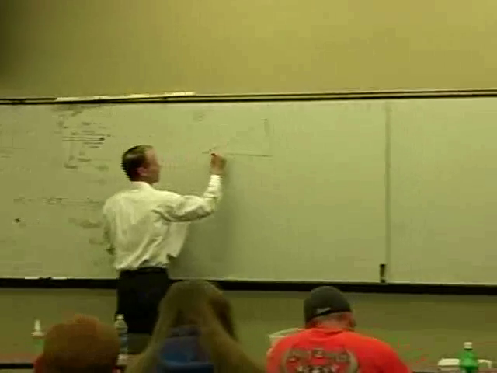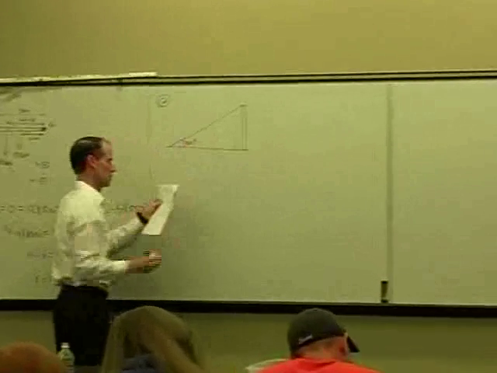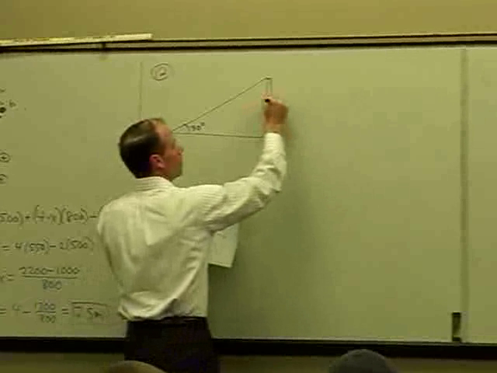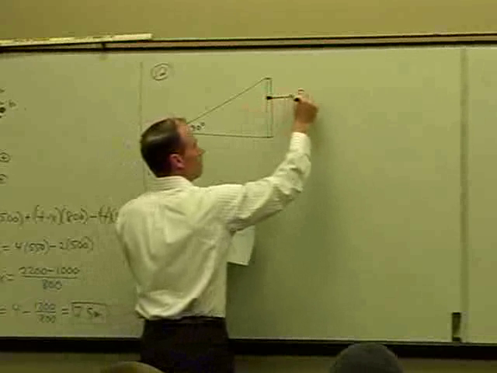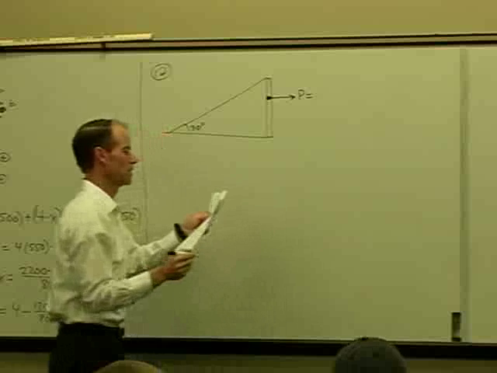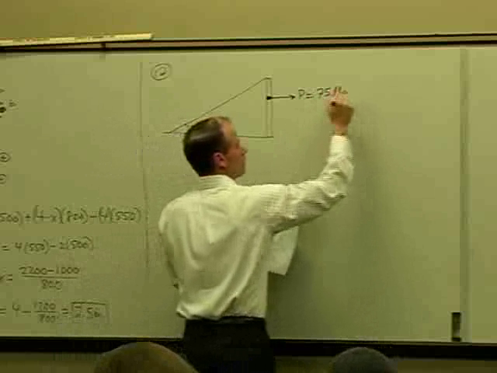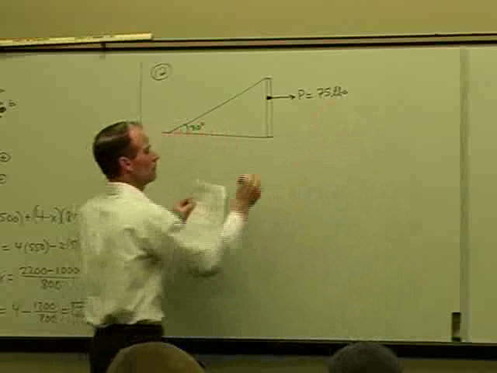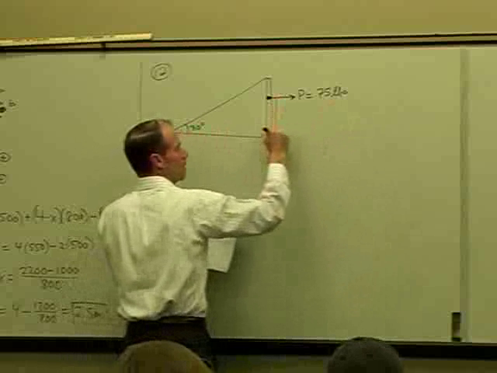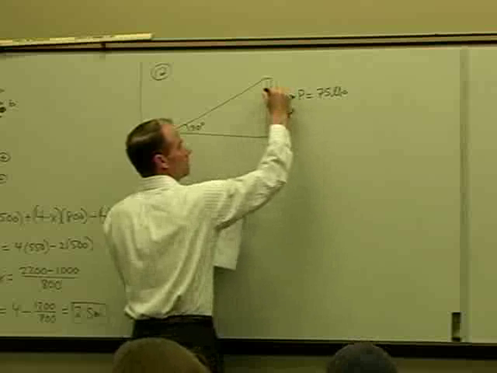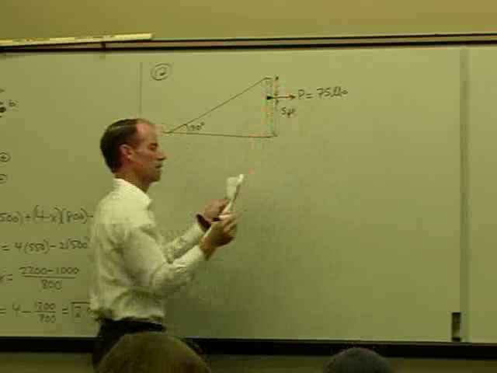Something like this. This is a 30-degree angle, and we have P here, which is 75 pounds of force. This distance here is 5 feet, and this distance is 3 feet.